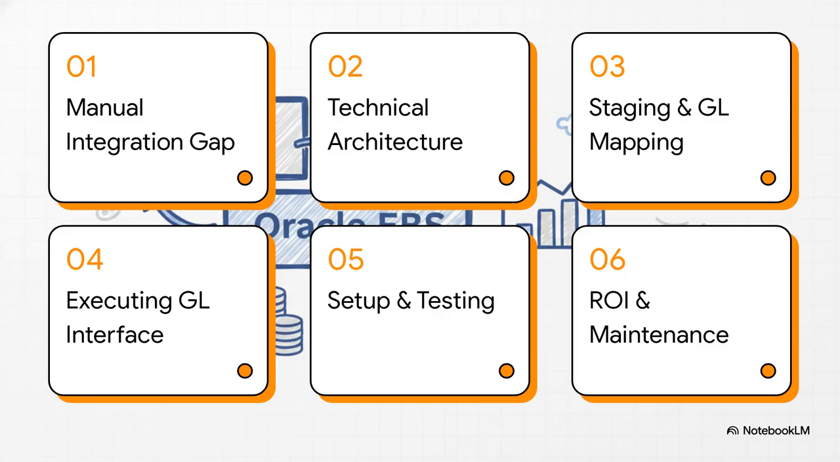Here's our roadmap for today. We'll start with the manual integration gap, look at the automated interface technical architecture, cover data staging and GL mapping, and then executing the GL interface. We'll wrap up by looking at setup, testing, and milestones, and finally, ROI and maintenance best practices.